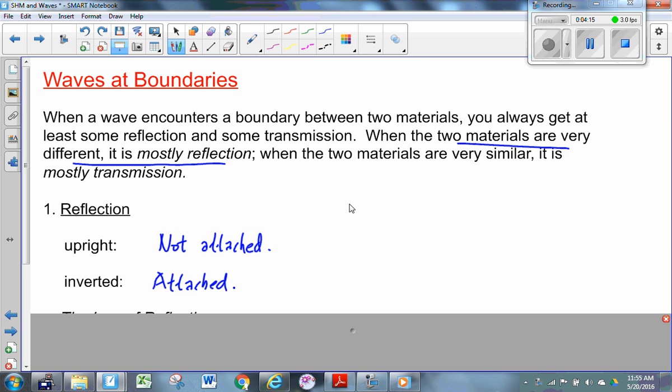Well, sometimes we don't really have an attached or not attached thing. Sometimes we're dealing with something like air and water. You can't really say is it attached or not attached. So we have another way of describing it as well. The wave is reflected on the same side when it's not attached, or we can say that when it's going from more dense to less dense.